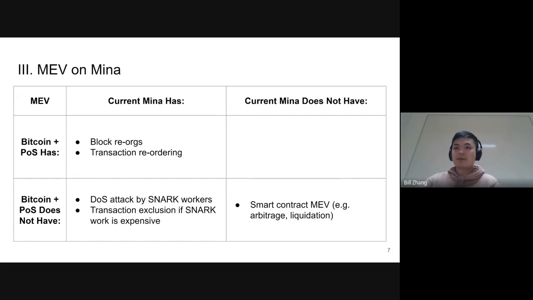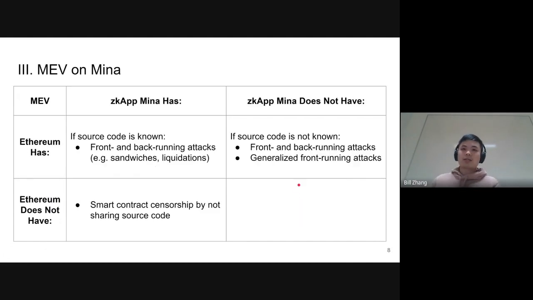Finally, we have forms of MEV that Mina and Bitcoin/proof of stake do not have to deal with, which is mainly smart contract MEV. This is the more complex forms of MEV that require basically smart contract environments to exist. Since both of them are sort of payment-based networks at the moment, they don't have to deal with that. Once we get to ZK app Mina, that all goes out the window.